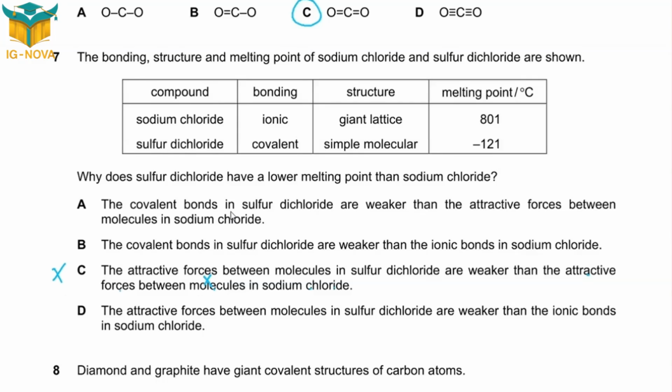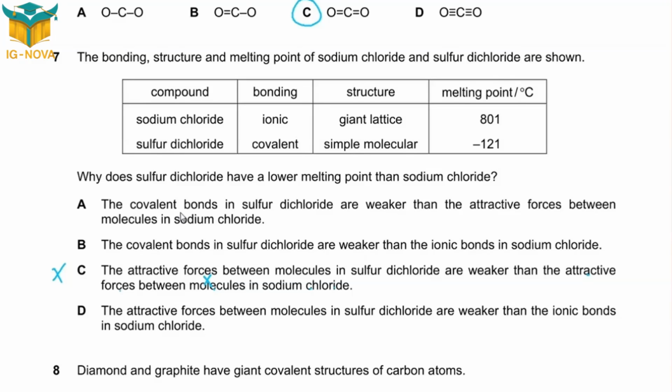The covalent bond in sulfur dichloride is weaker. Again, let me repeat. We don't compare the covalent bond. In covalent molecules, we compare the intermolecular forces with either the ionic bond or the electrostatic attraction forces between oppositely charged ions. Okay, go back to my previous videos for more details.